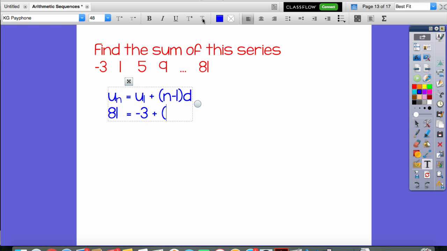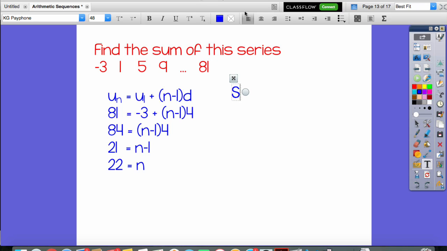We set up the equation to find the value of n. Okay, we know that d is 4 because we're adding 4 to the previous term. We know our first term. We know our nth term is 81. Okay, and so I believe everyone did it where you add 3 to the other side, and then you'll have n minus 1 times 4. Divide both sides by 4. That's 21. And the last step you have to do is add 1. So 81 is our 22nd term, okay?